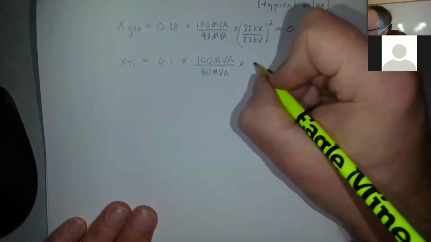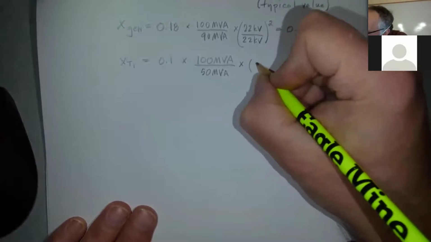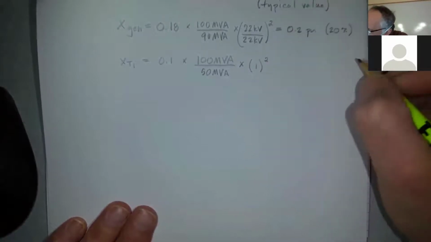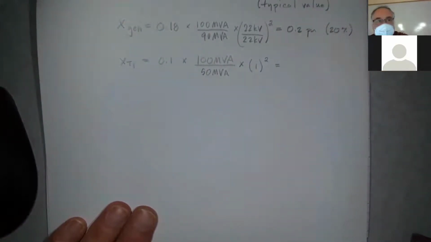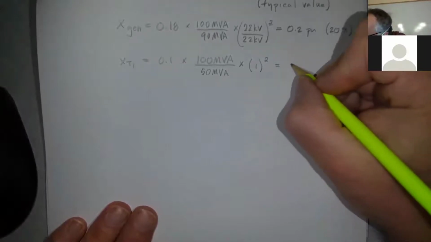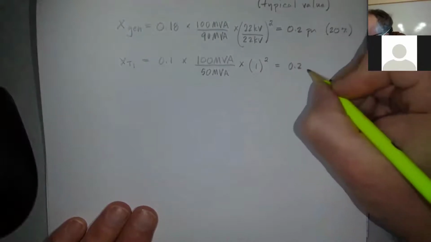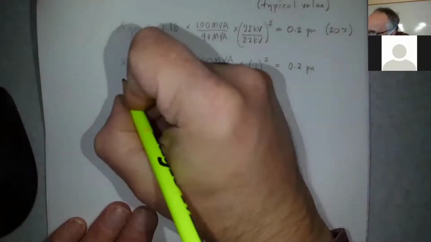And again, we're going to do 22 squared over 22 squared. Okay. So that's still going to be 1. So what do you get there? 0.2, right?